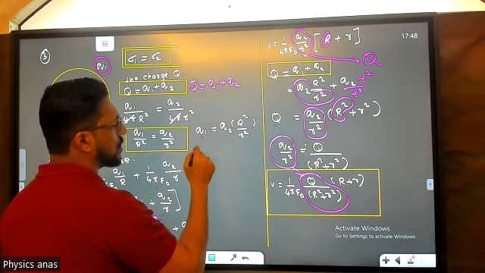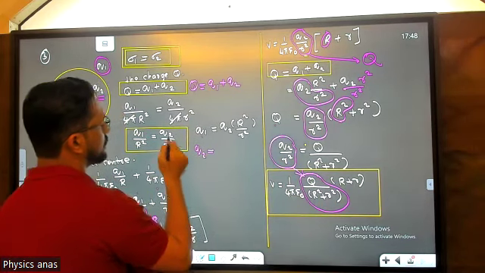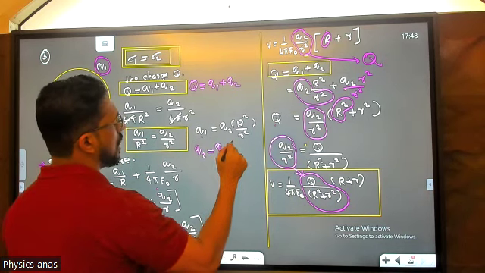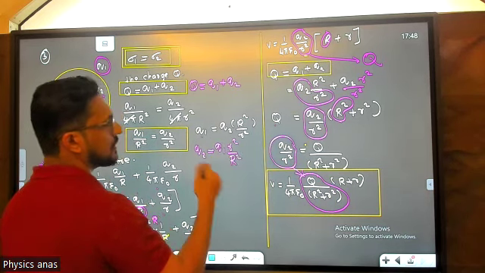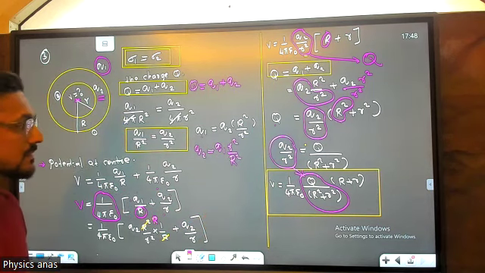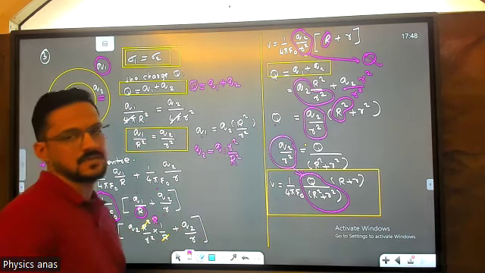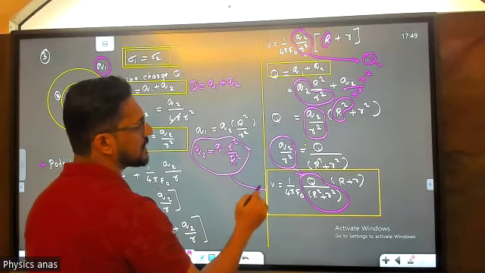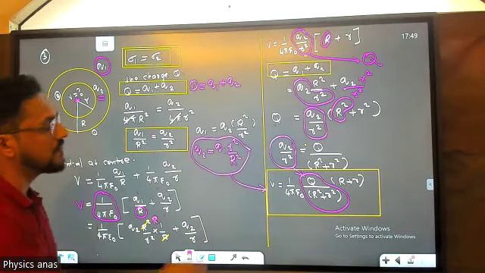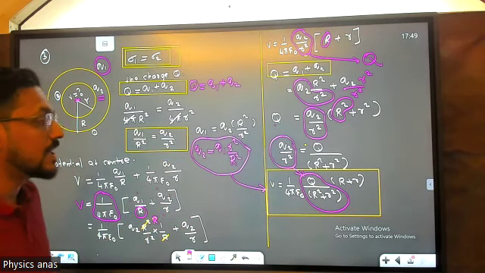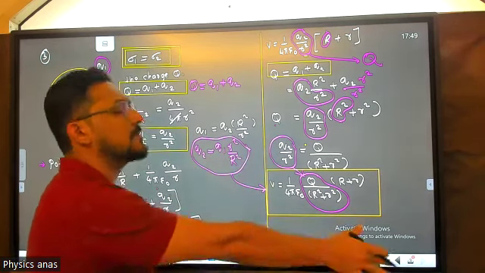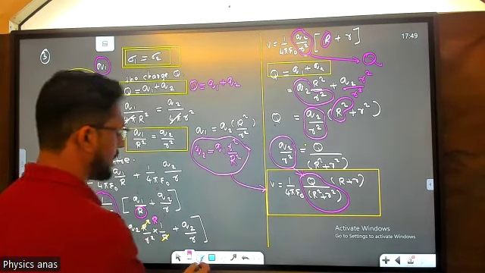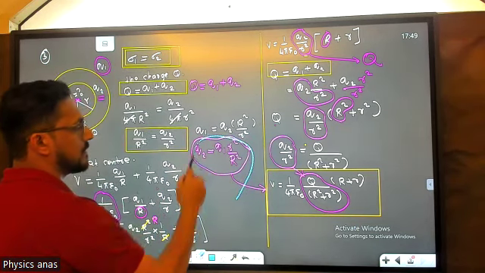If you are taking for Q2, that will be Q1 into R square divided by R square, right? There is a slight change. Q1 into R square divided by R square. Even if you are doing this practice, you will be getting the same result. Even if you are taking Q2 in terms of Q1, you will be getting the same result here again. Okay, that's the idea.